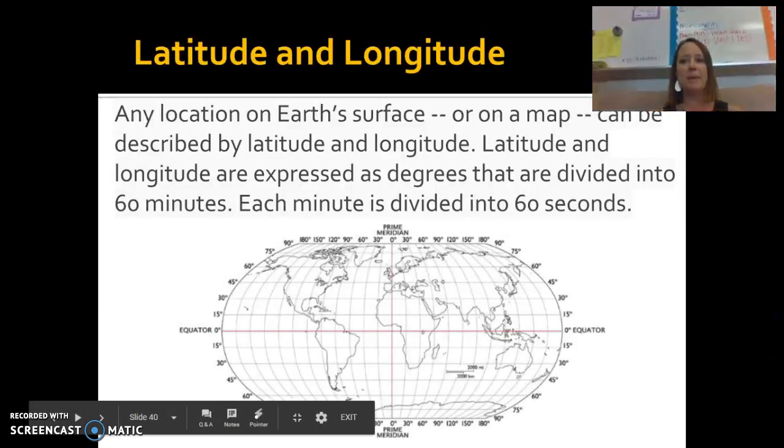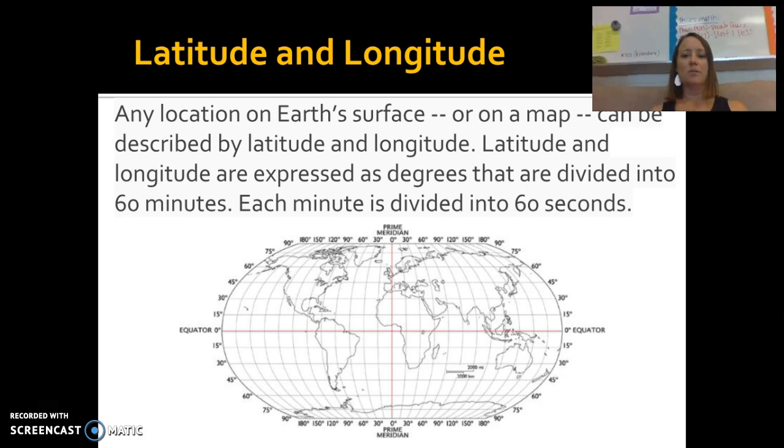All right, if we look at a map of the world, whether it's on a globe or a map, usually you're going to see lines of latitude and longitude drawn in that are divided into minutes, and minutes are divided into seconds. Just like time, the Earth rotates on its axis in 24 hours, and those hours are divided into minutes and seconds. So it makes sense that when we're going around the Earth that we use that same scale.